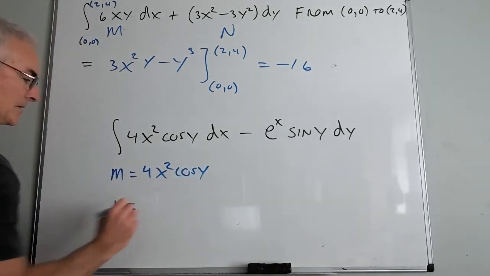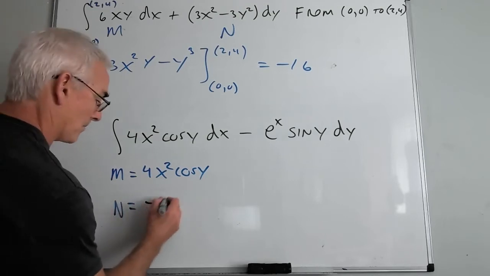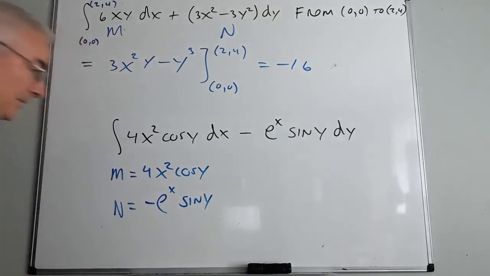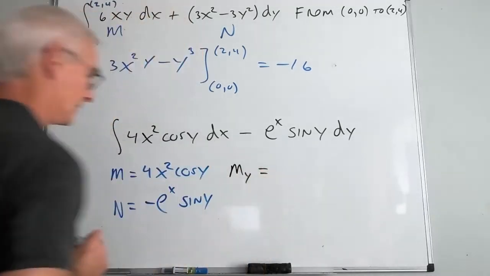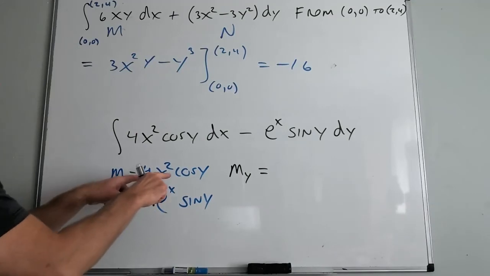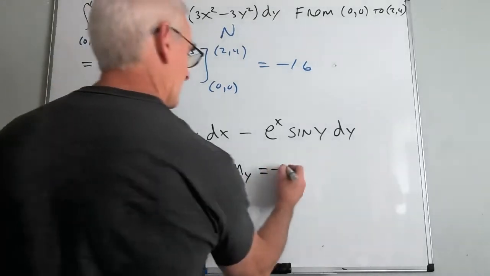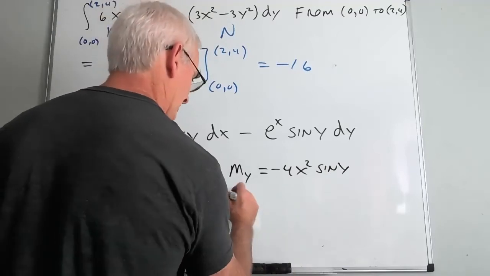What's my N? Minus e to the x sine y. Good. By the way, that's a common error that might matter. Okay, so now, what is my My? Partial of M with respect to y: negative 4x squared sine y. I see a negative sine y. That's good. Now, what's my Nx?